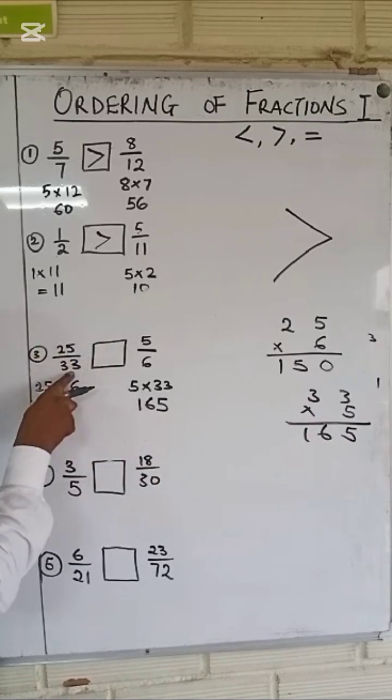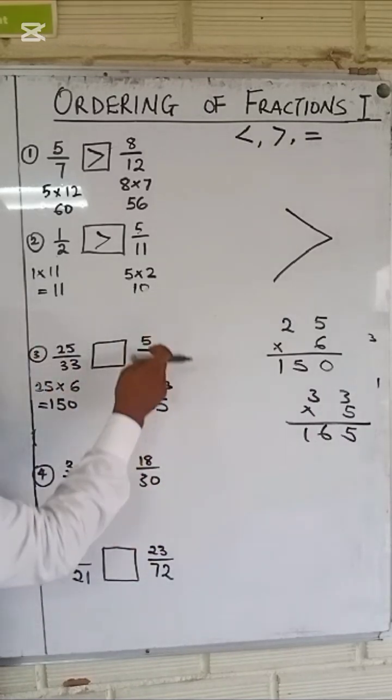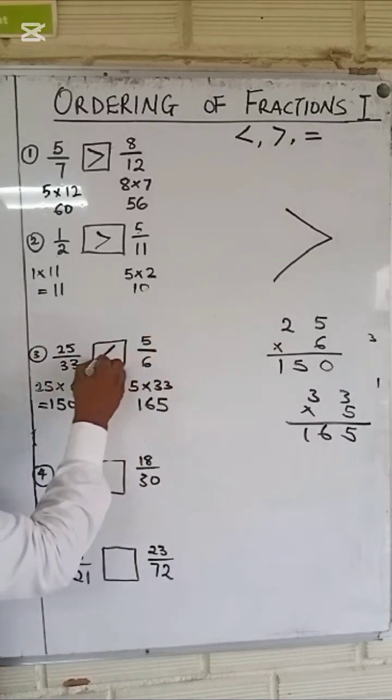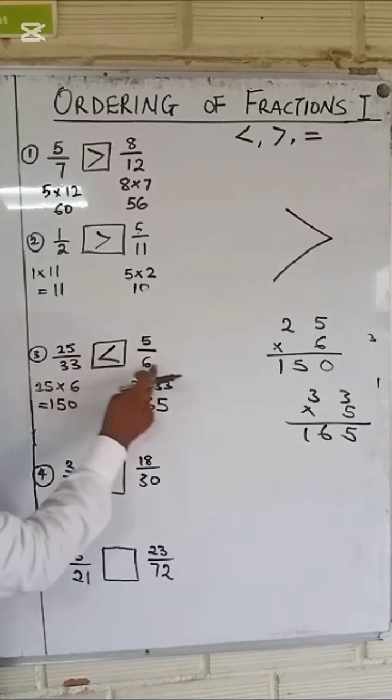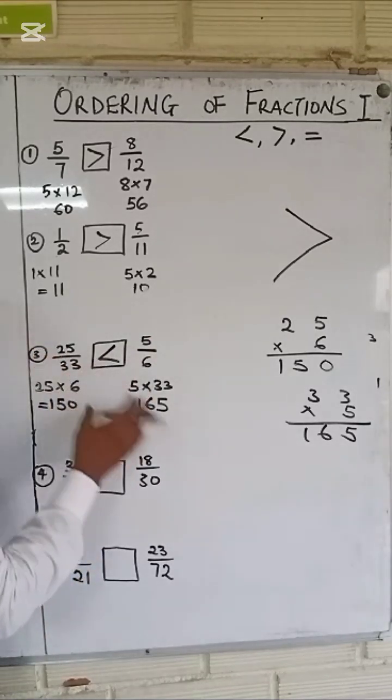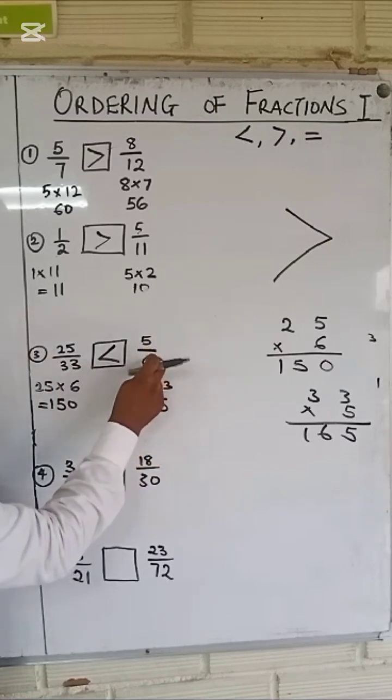25 over 33 is smaller compared to 5/6. That is how fractions are. You can ask me, without this solution, which one is bigger, and everybody will want to pick this. But you have to do this to get that this is bigger.